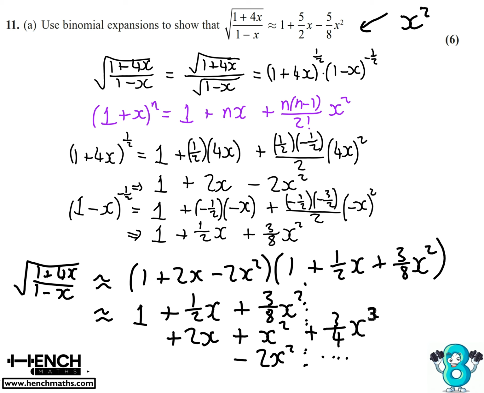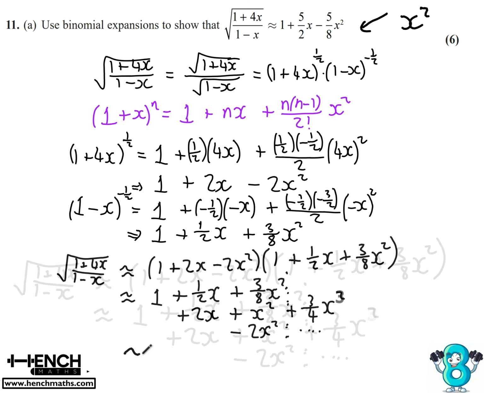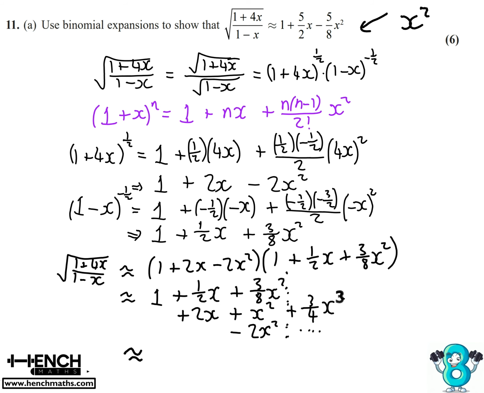So let's simplify these rows. Collecting this all together, we're going to see that our expansion is going to be equal to 1, a half x plus 2x will be 2.5 or 5 over 2x, and then 3/8 plus x squared subtract 2x squared. So that will be negative x squared plus 3/8 x squared. So that's going to be negative 5 over 8 x squared. Double check. Yes, that's what we were trying to show. So that's 6 marks for part A.